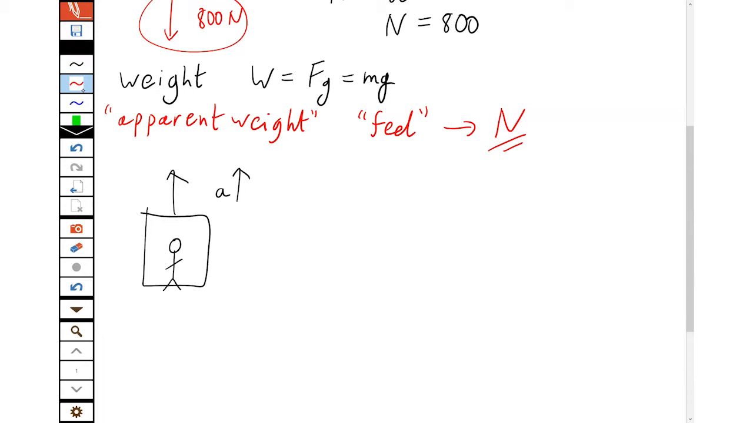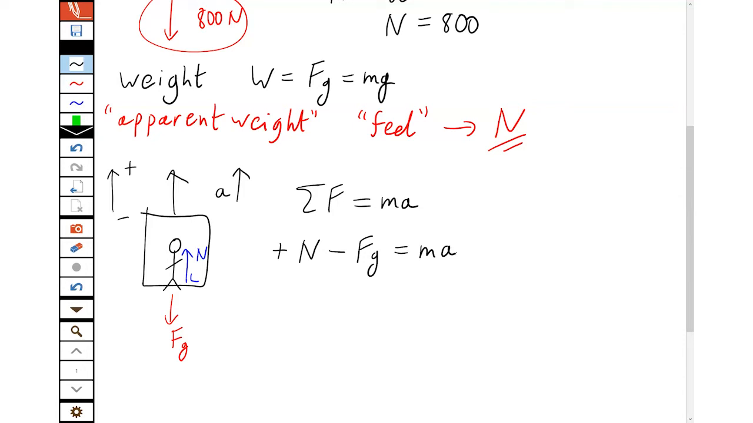So if I draw my free body diagram, I have my weight down, the force of gravity on me. I have the normal force up, perpendicular to the floor of the elevator. And the sum of all the forces is equal to the mass times the acceleration. And remember, in y, up is positive, down is negative. So I've plus the normal force up minus the weight down is equal to the mass times acceleration. So the normal force, my apparent weight, is my actual weight plus the mass times the acceleration of the elevator.